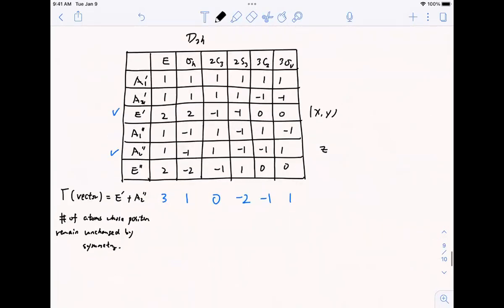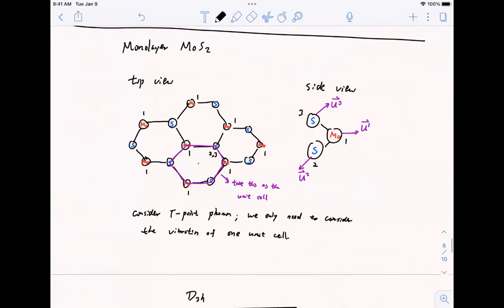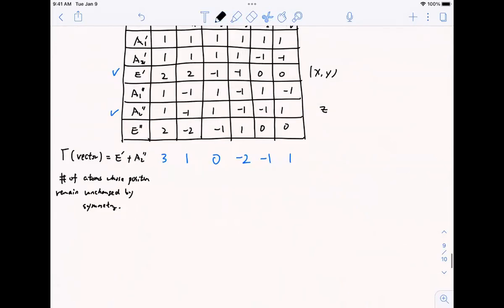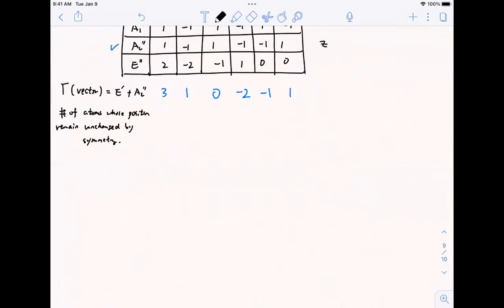Okay, so now let's consider this unit cell. You have Mo, you have S, you have Mo, you have S. Now this one you have to count. There's no shortcut. I'm sorry, my drawing is just very bad. Hopefully I draw it better.